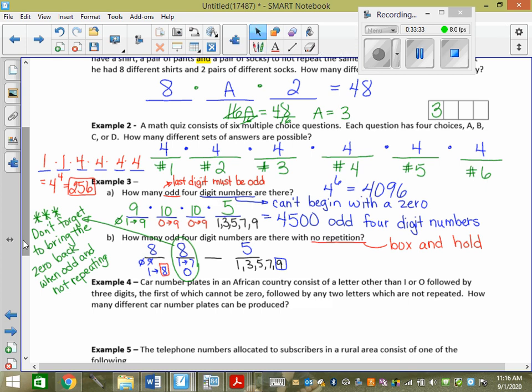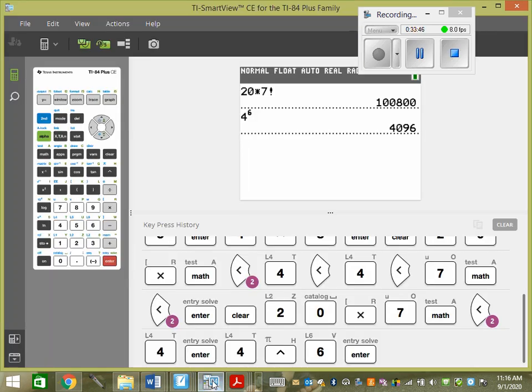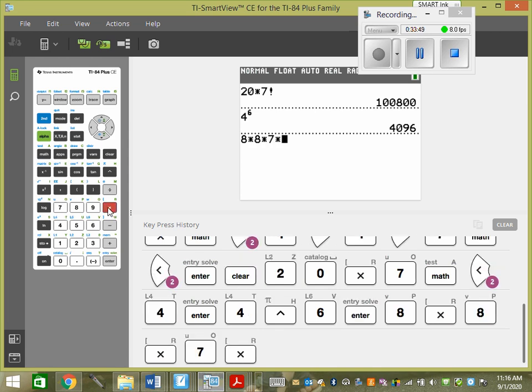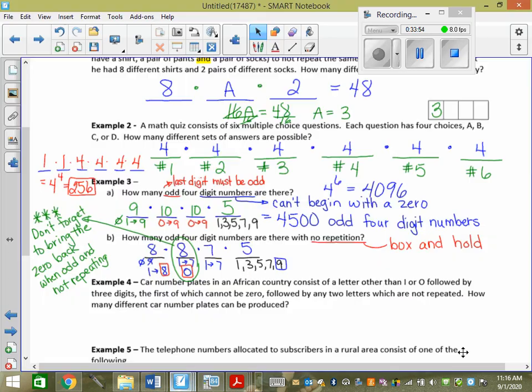Now I'm going to pretend to hold the 0, and then it's 1 to 7. I need 8 times 8 times 7 times 5. 2,240. Does that seem realistic? Our answer before was 4,500 for all odd numbers. Now I'm taking out all the repeating, and it's below half. Yeah? If you took out all those repeating, it takes out a lot.